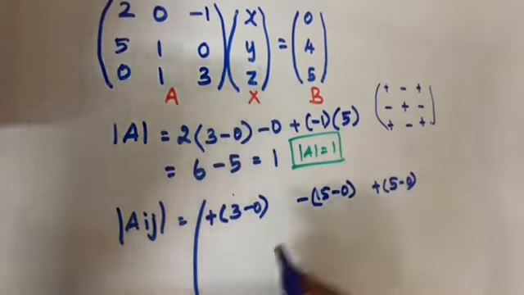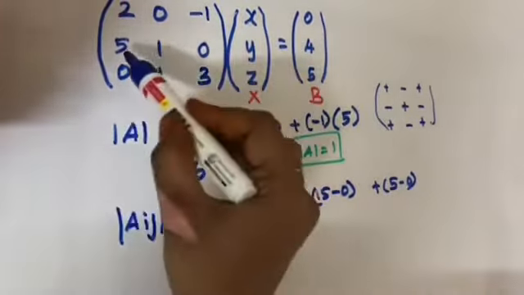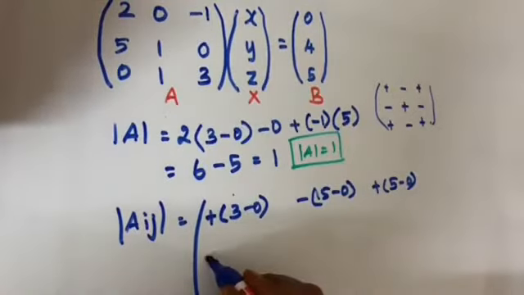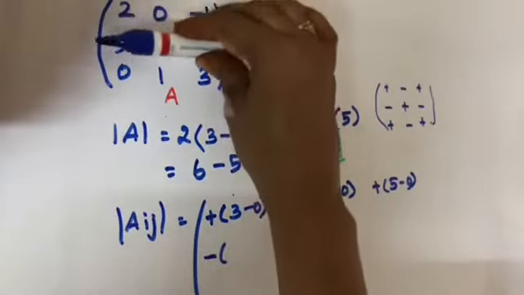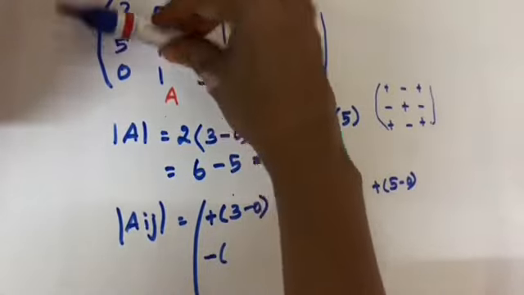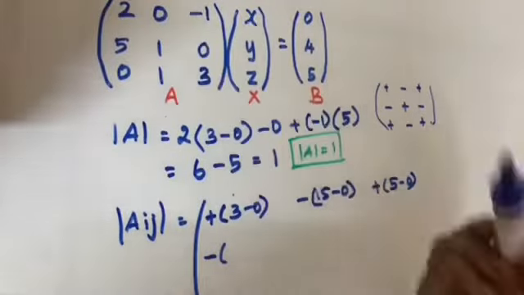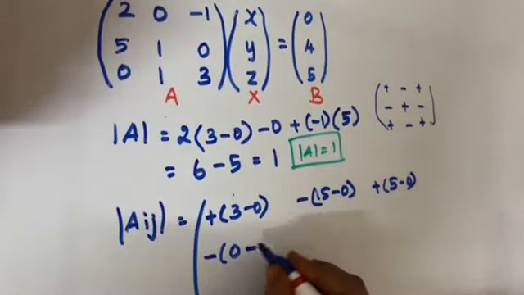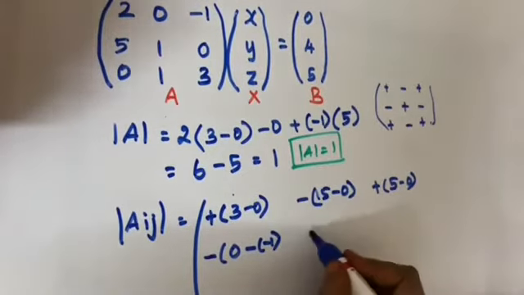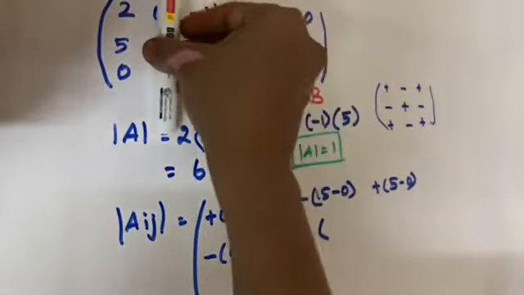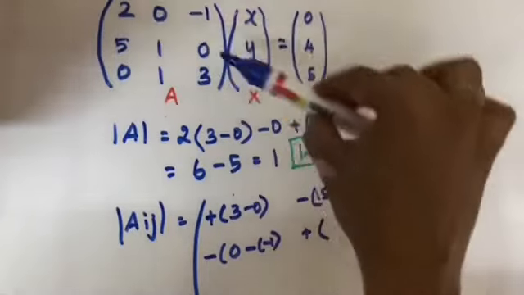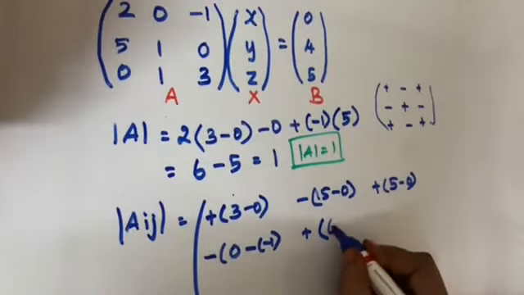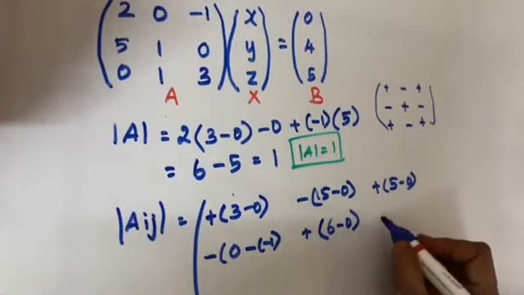Okay. Now let's come to the second row. The first one is negative. Look, so minus of second row, first column. So this row and this column. So 0 into 3, it is 0, minus minus 1. Minus of minus 1 is positive. Second row, second element: we have to cover this row and this column. So 2 3s are 6 minus 0. 6 minus 0. Now it is again negative.